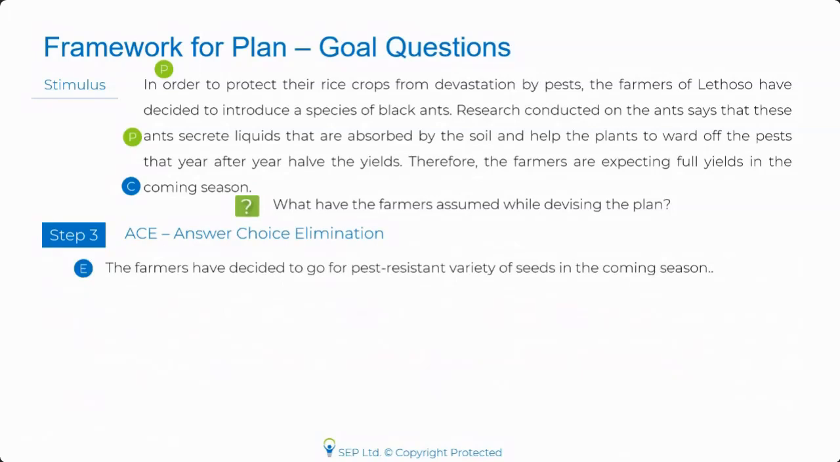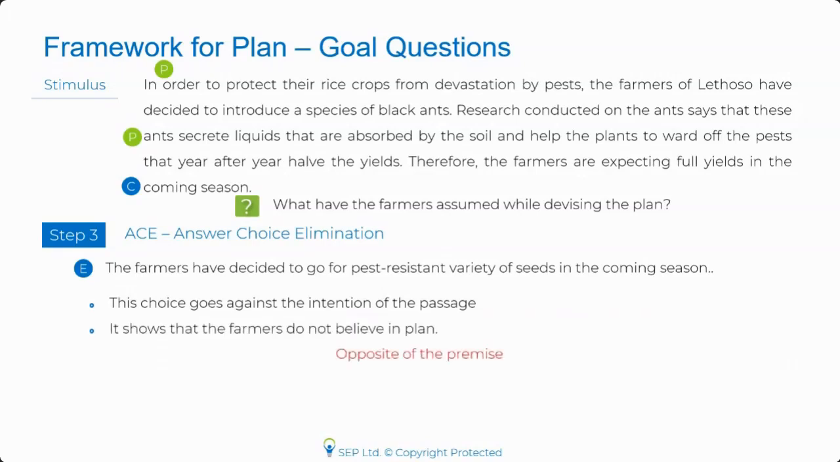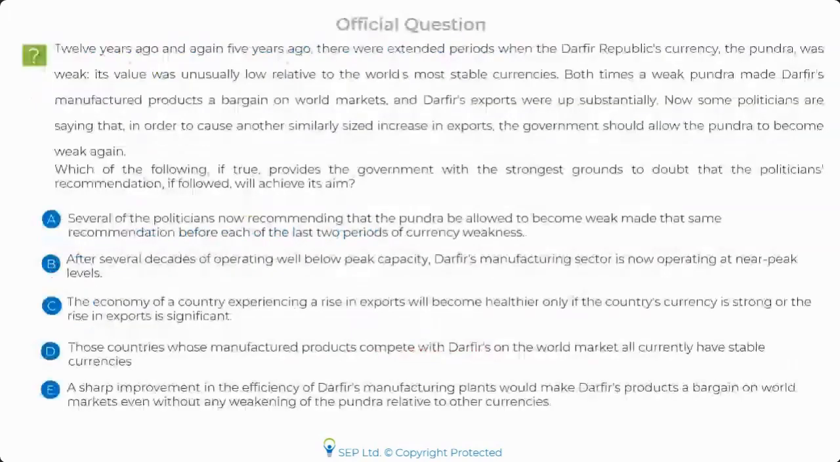Okay, so this choice actually tries to tell you that farmers probably don't have faith in the black ants, and therefore they are now going to use a pest resistant variety also to ensure full yields. So again, if you look at this choice, it's the opposite of the intention of the paragraph. At best, it could strengthen the plan that, apart from using the black ants, they're also going to use pest resistant variety. So perhaps there'll be better yields. But then again, this is not a must be true condition, and therefore it is not the correct answer choice.